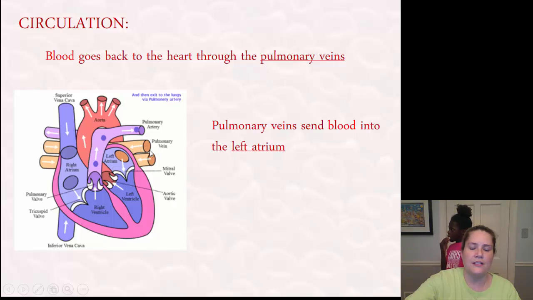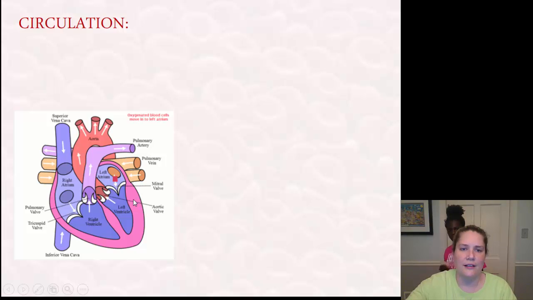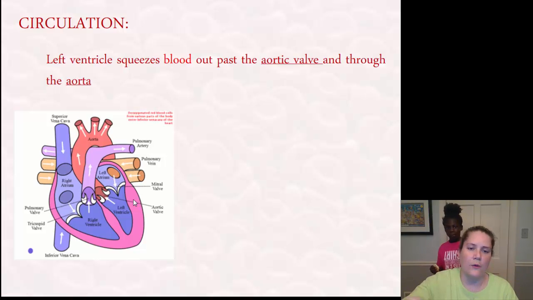So here are our pulmonary veins coming from this side. Here are our pulmonary veins coming from this side. They're going to send blood into the left atrium. From there, the left atrium is going to contract, send blood past the mitral valve and into the left ventricle. Okay, now there's one place our blood hasn't been yet, and that's where it's going to go now.